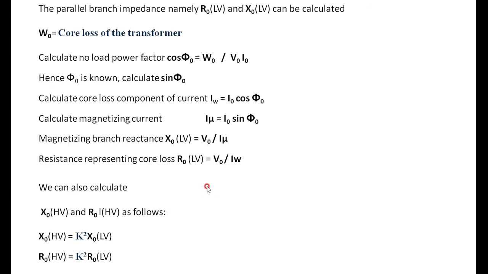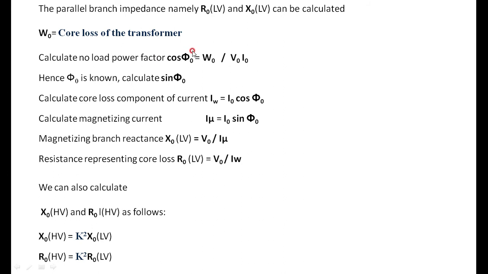Now from this data you can calculate the no load parameters, that is R naught and X naught. How do we do that? R naught and X naught are calculated with respect to the LV side, because you have connected the meters on the LV side. Therefore, whatever R naught and X naught you calculate are referred to the LV side. Now you have measured the core loss of the transformer under the no load condition, that is the open circuit test. W naught is known. Then you find out cos phi naught.